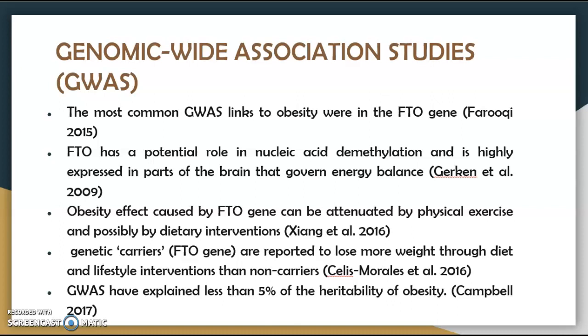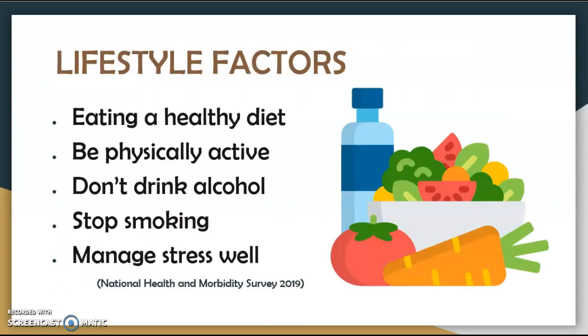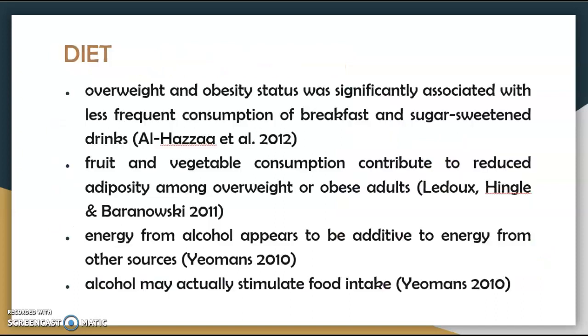From the findings, lifestyle factors seem to have a better impact than genetic factors, as changing the way an individual carries out their daily life can have a positive impact on the type of obesity caused by the genetic mutations mentioned above, except for monogenic obesity. Recommendations on reducing the risk of genetic obesity are mainly lifestyle factors, such as eating a healthy diet, being physically active, not drinking alcohol, stopping smoking, and managing stress well.